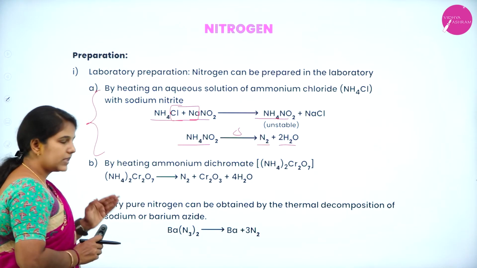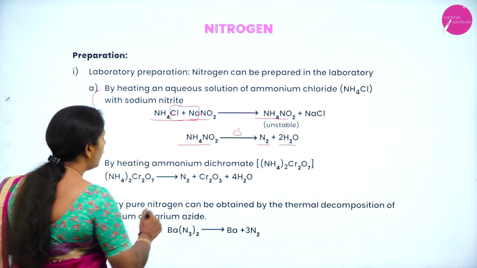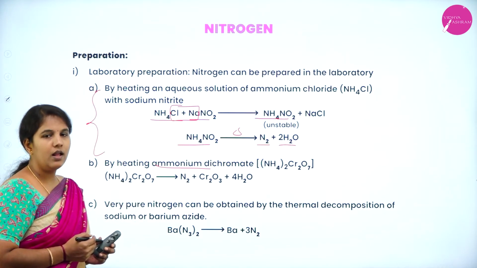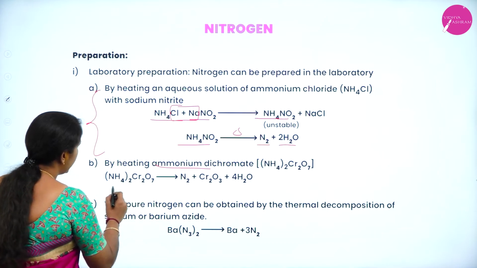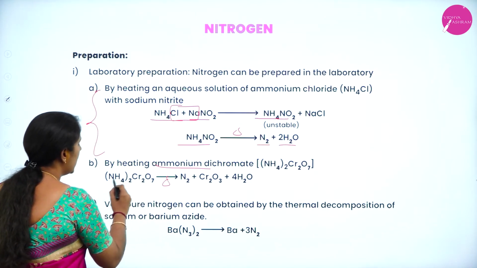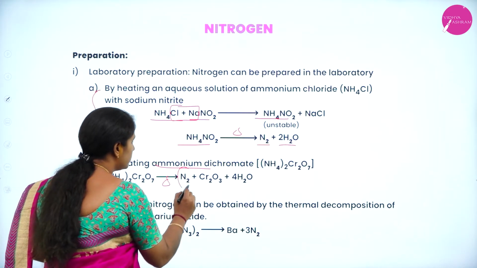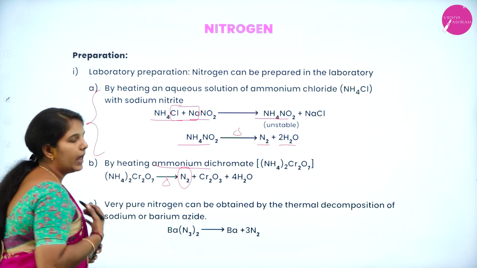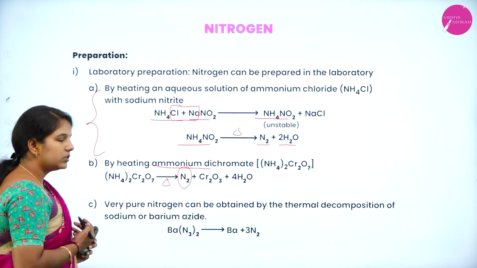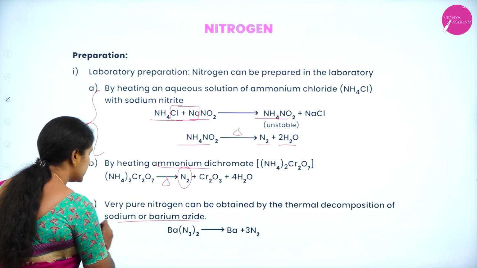Coming to the second method, by just heating ammonium dichromate. What is the ammonium dichromate formula? (NH4)2Cr2O7. By just heating this ammonium dichromate, you will get nitrogen, Cr2O3, and water molecules. And coming to the barium azide or the sodium azide.